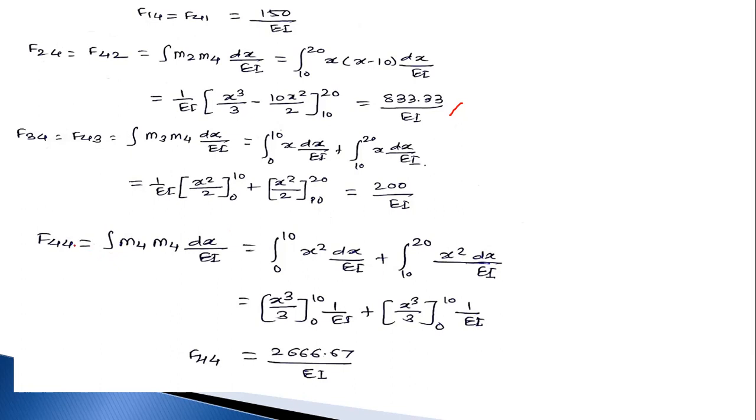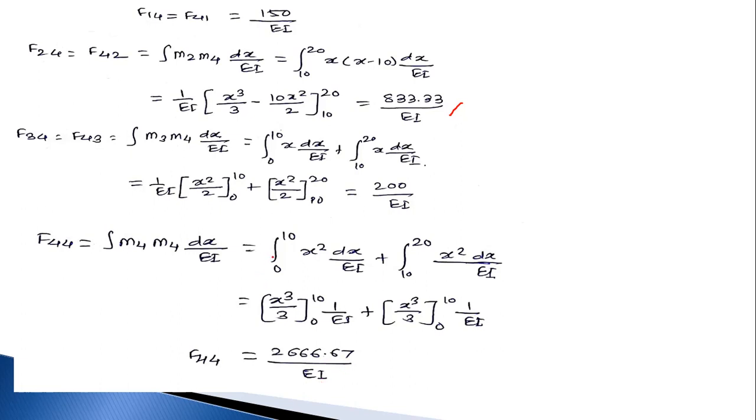Then next, f44. So f44 is equal to integration of m4 into m4 dx upon EI, with the limits: upper limit is 10, lower limit is 0, x square dx upon EI, plus lower limit 10, upper limit 20, x square dx upon EI. So solving this equation we got f44 is equal to 2666.7 upon EI.